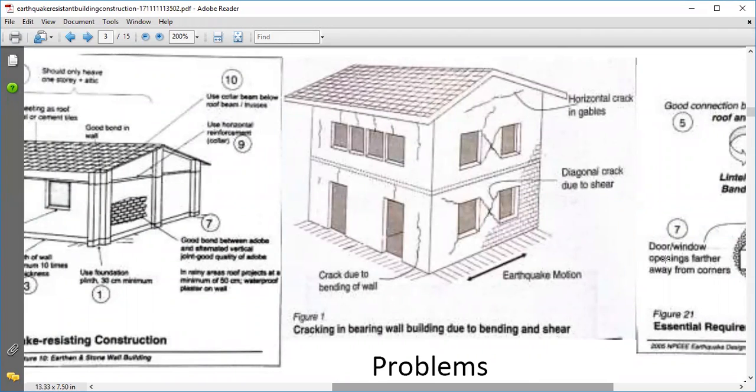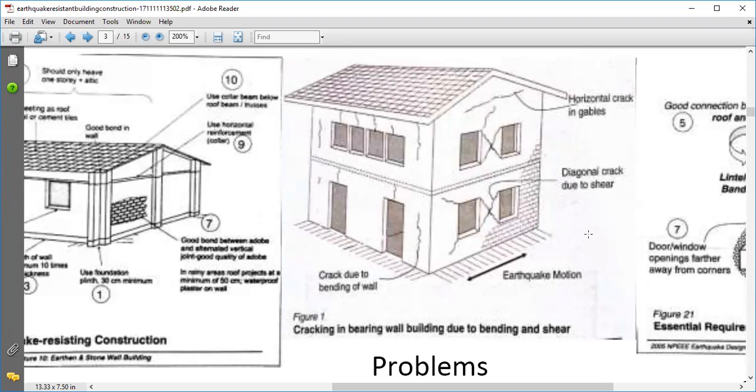Now we will see the problems. If such deficiencies are in the structures, then earthquake motion will cause damage. They have shown here the earthquake motion in this direction, and second, the earthquake motion perpendicular to the building. If such deficiencies are present in the structure, some failures will occur: the cracking due to bending of the wall, the diagonal crack due to shear, and the horizontal crack in the gables.